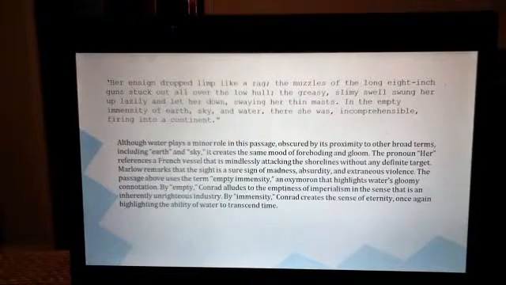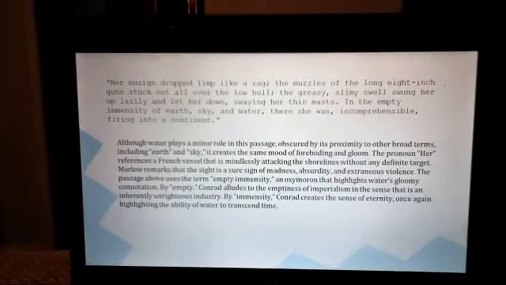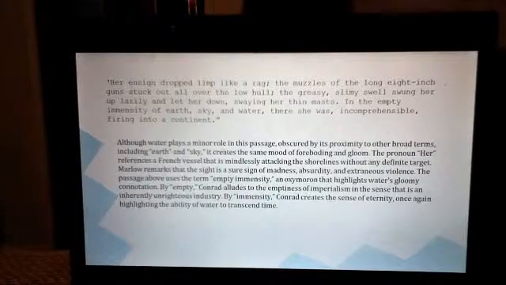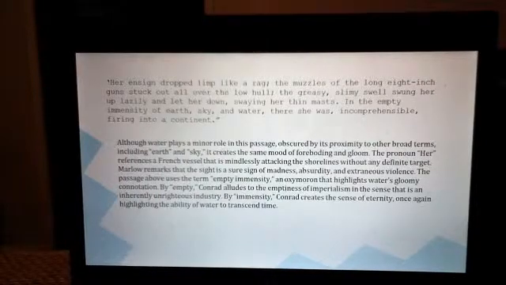The passage above uses the term empty immensity, which we believe is an oxymoron that highlights water's gloomy connotation. By empty, Conrad alludes to the emptiness of imperialism in the sense that it is an inherently unrighteous industry. And by immensity, Conrad creates the sense of eternity, once again highlighting the ability of water to transcend even time.